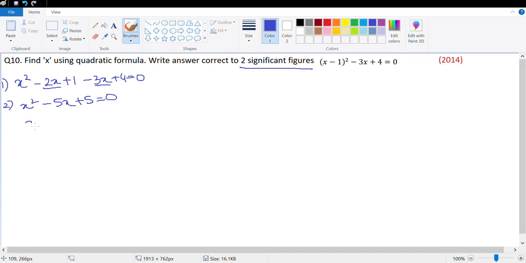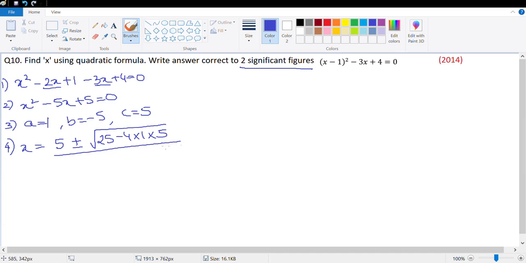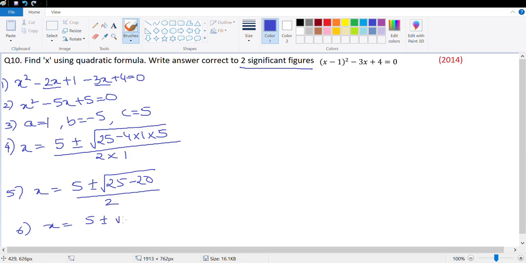So comparing it, we get a is equal to 1, b is equal to negative 5, and c is equal to 5. Put it in the formula. x is equal to minus b, which is negative of negative 5, plus minus the square root of b squared, which is 25, minus 4 into 1 into 5, upon 2a, which is 2 into 1, which means x is equal to 5 plus minus the square root of 25 minus 20 upon 2, which means x is equal to 5 plus minus root 5 upon 2.